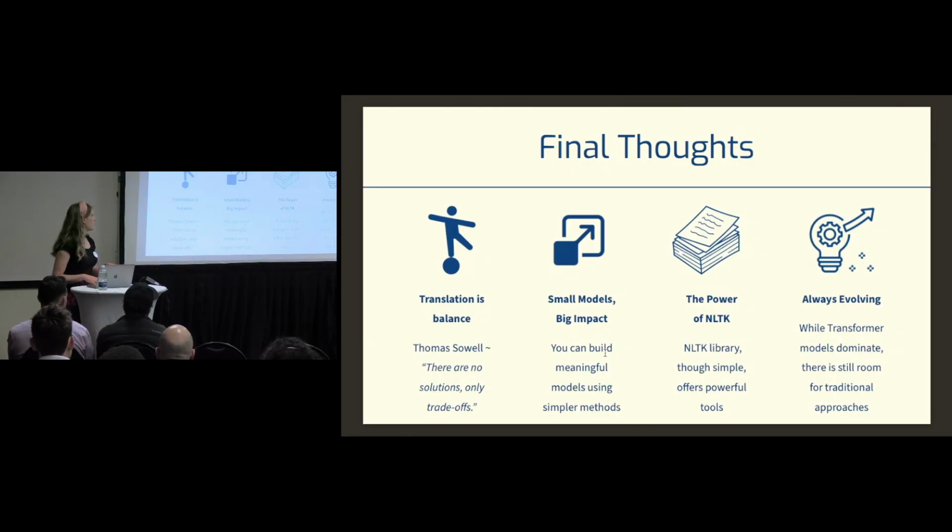So I'm just going to end off with some of my final thoughts. Translation is a balance. There's a quote by Thomas Sowell saying there are no solutions, only trade-offs. I think this is very true to consider with not only translation implementations, but any of the projects that you start. We tend to go for the big things first, or the most popular things first, but sometimes it's worth stopping and seeing whether there's another use case where a simpler method might be meaningful or helpful.